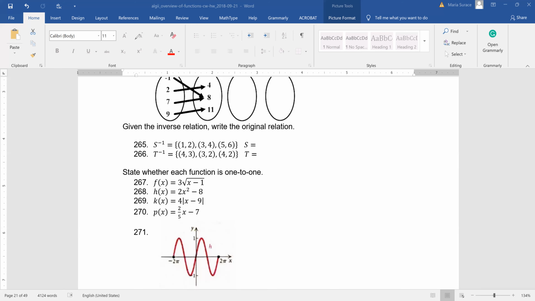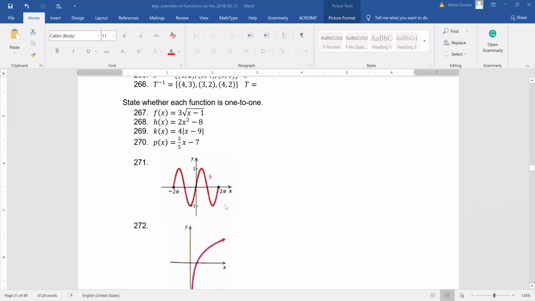Determining one-to-one functions graphically becomes a lot easier. The minute that a function does not pass the horizontal line test and only hit the function in one place at any given time, it's not a one-to-one function. So 271, that's a no. That is not one-to-one because you can see my horizontal line hits the graph in several places. So y values and x values are not unique pairings.